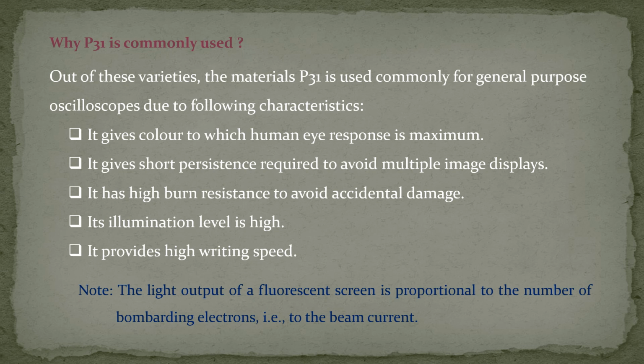Note: the light output of a fluorescent screen is proportional to the number of bombarding electrons, that is, to the beam current.